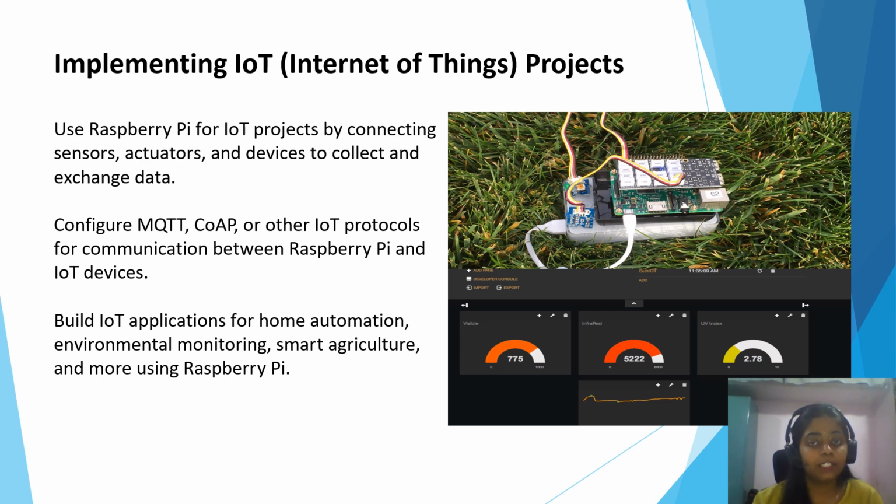Implementing IoT, Internet of Things projects. So using Raspberry Pi for IoT projects by connecting sensors, actuators, and devices to connect and exchange data. Configure MQTT, CoAP, or other IoT protocols for communication between Raspberry Pi and IoT devices. Build IoT applications for home automation, environmental monitoring, smart agriculture, and more using Raspberry Pi.